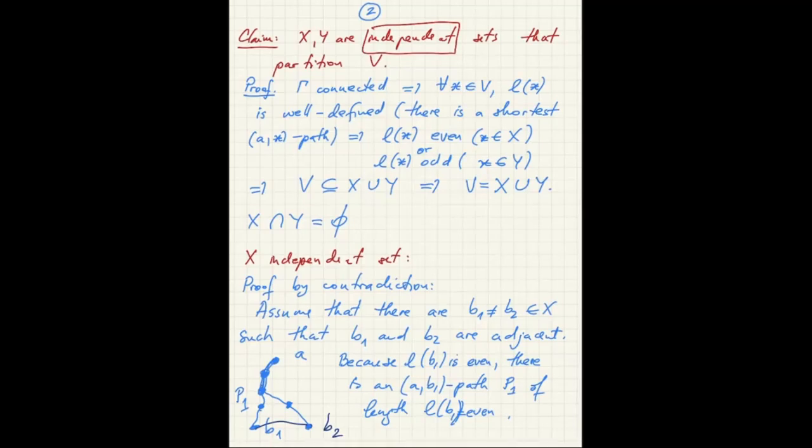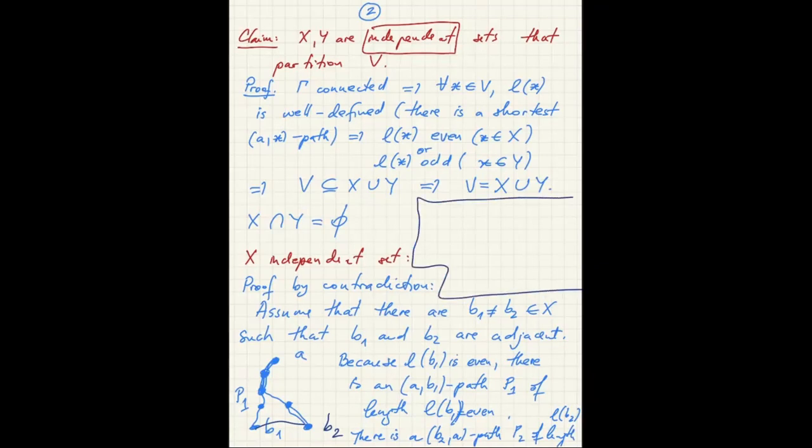And similarly, because we have LB2 is also even, there is a B2A path, B2 of length LB2. And P2, for me, starts at B2, goes all the way up and ends up at A. And now, let me squeeze it here.